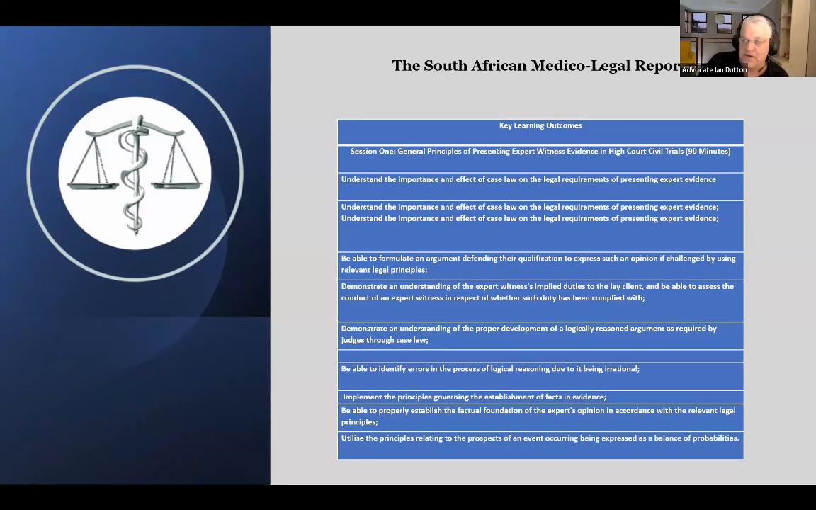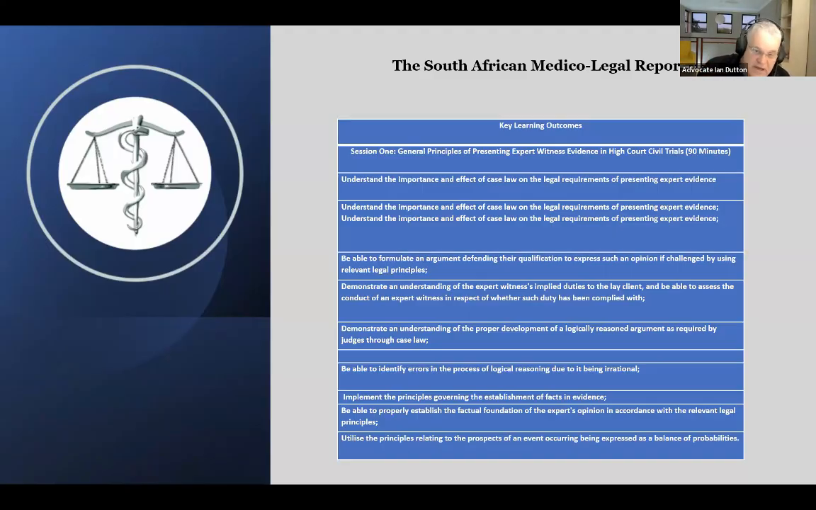Now, that flows from the point I've just made. As a follow-on from what the judges have said about a logically reasoned argument, you are then also going to be able to assess and look out for irrationality in a logically reasoned argument. Now, why is this particularly important? Firstly, to assess your own reports and your own reasoning process, obviously.